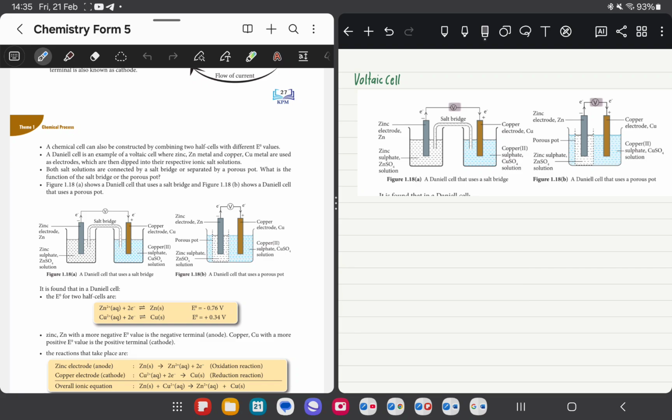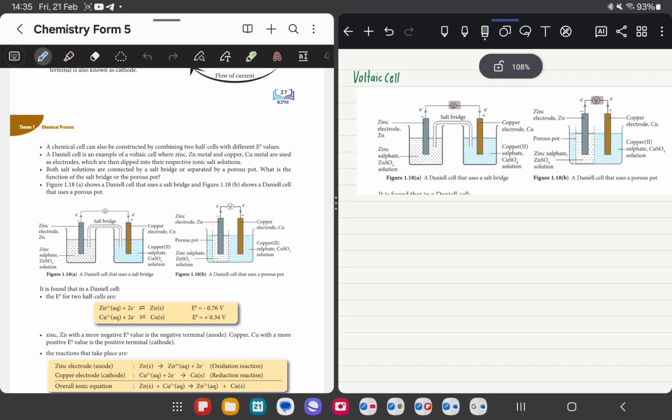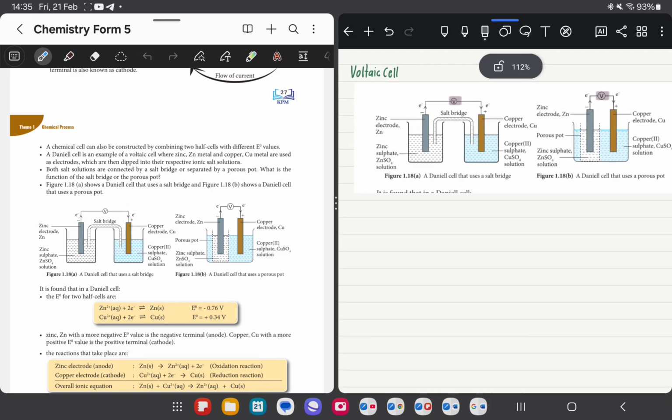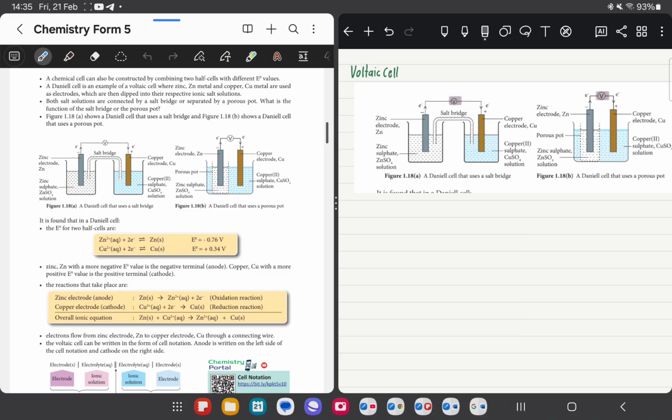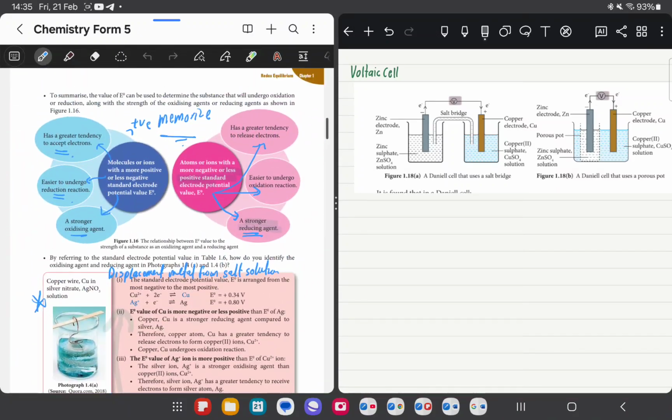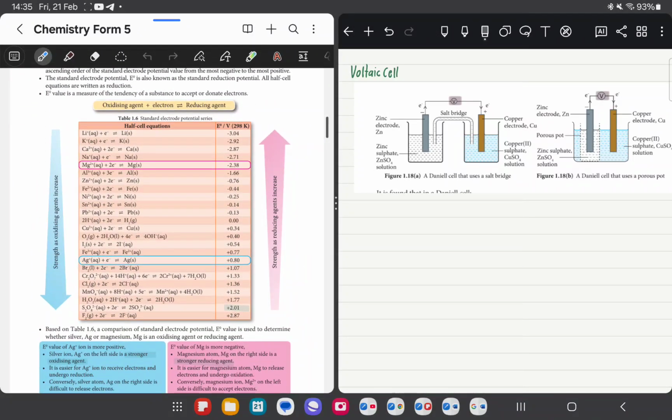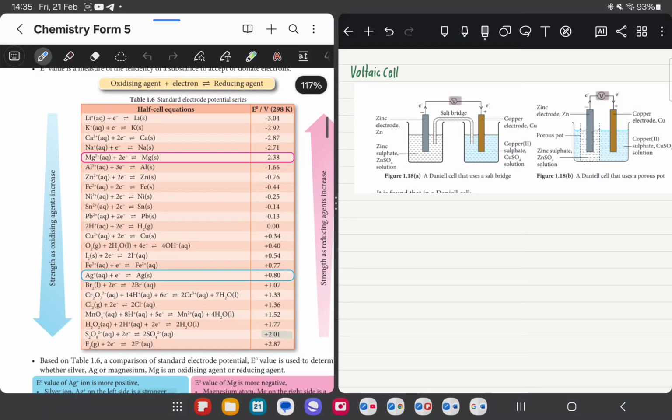So another way for you to determine whether it's a Voltaic cell or an electrolytic cell, apart from seeing the battery or voltmeter, is by seeing the presence of a porous pot or salt bridge. If it has a salt bridge or porous pot, then it is your Voltaic cell. Okay, so I think by now you should be crystal clear. So how to answer? I just show you the standard electrode potential table here, and then we will start to answer. Please take note, the diagram is just the same.